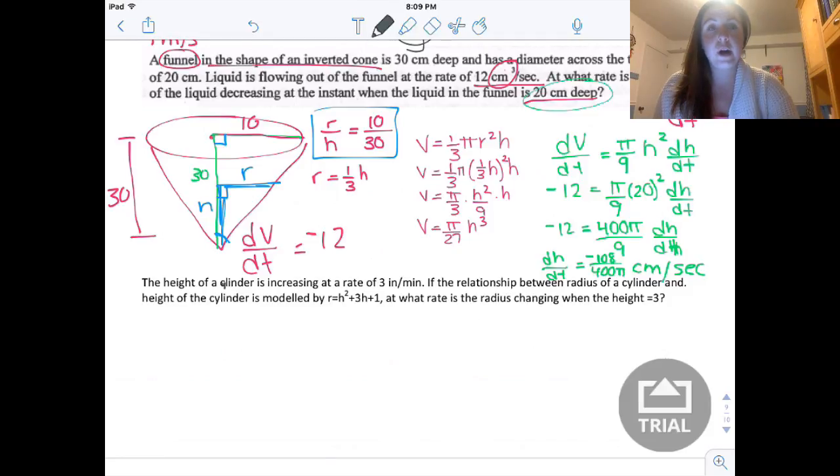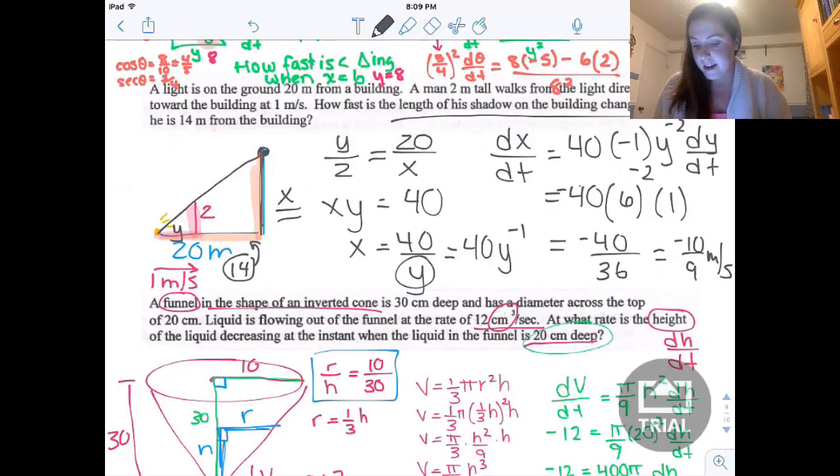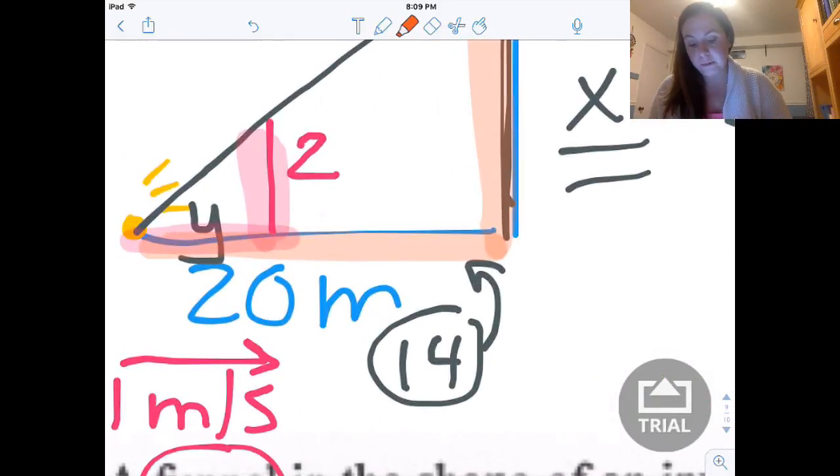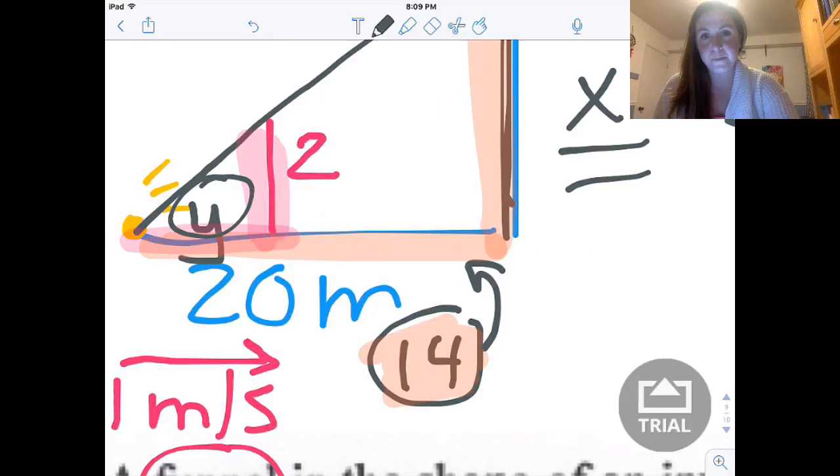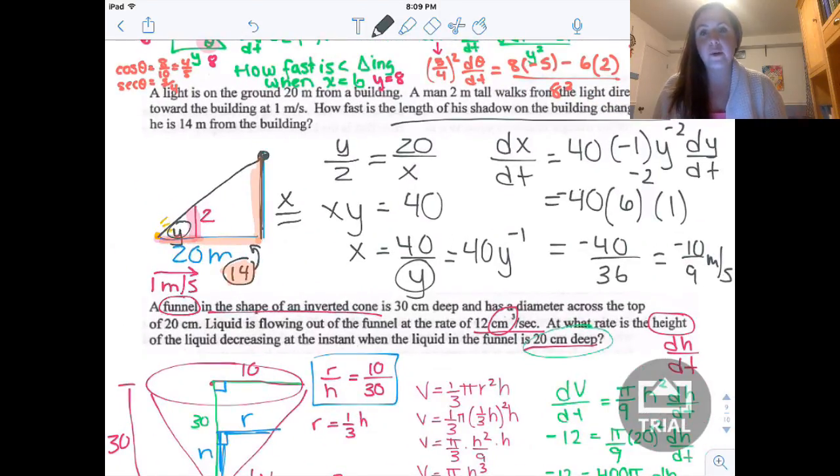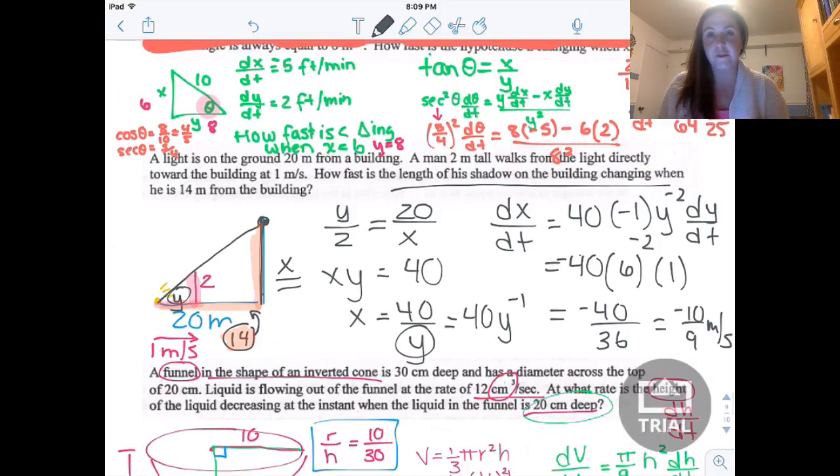So we are going to come back to this problem as soon as I answer Meg's question. Meg said, how did I get y was 6? So on this, they told me that it was when x was 14. And when x is 14, that would mean y is 6 because that whole distance is 20. Hopefully that makes sense. I know it's hard when you don't have the question right in front of you sometimes to follow all the info.